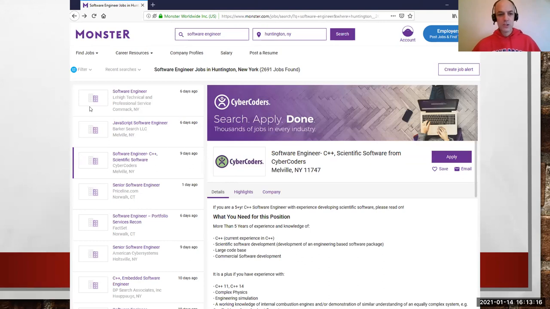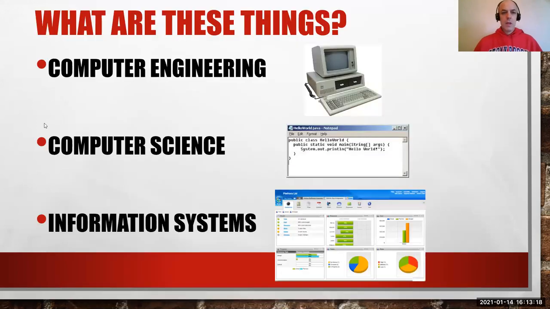I'll come back to some questions in just a second. In terms of the difference between these things, there's another one maybe I should put on here, which Jason knows about, which is applied mathematics. There is some overlap between all of these fields, right? Computer engineering, computer science, and information systems. So if you're confused about these things, because we have all of these majors here at Stony Brook, I'll just give you a brief overview.